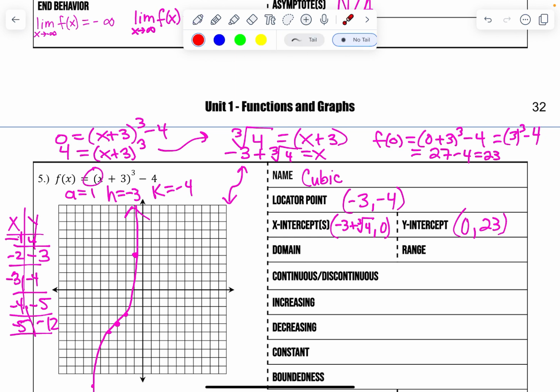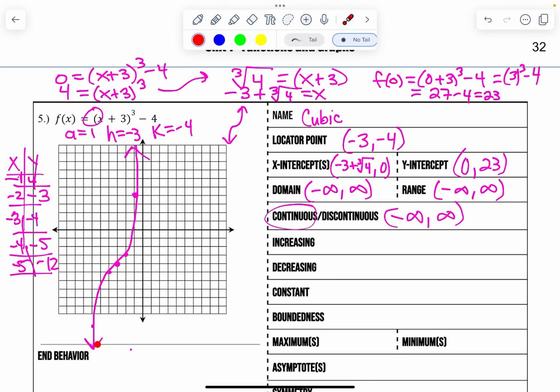All right, domain from left to right. This is continuous. It's going up. Stretches out forever left, forever right, and bottom to top. So domain and range are everything. Every odd polynomial, the domain and range are -infinity to infinity. This is continuous everywhere, so over the entire course of the graph. It is increasing the entire length of the graph. If I read that with my finger from left to right, I'm headed up the entire time. So nowhere on this graph are we decreasing or remaining constant.